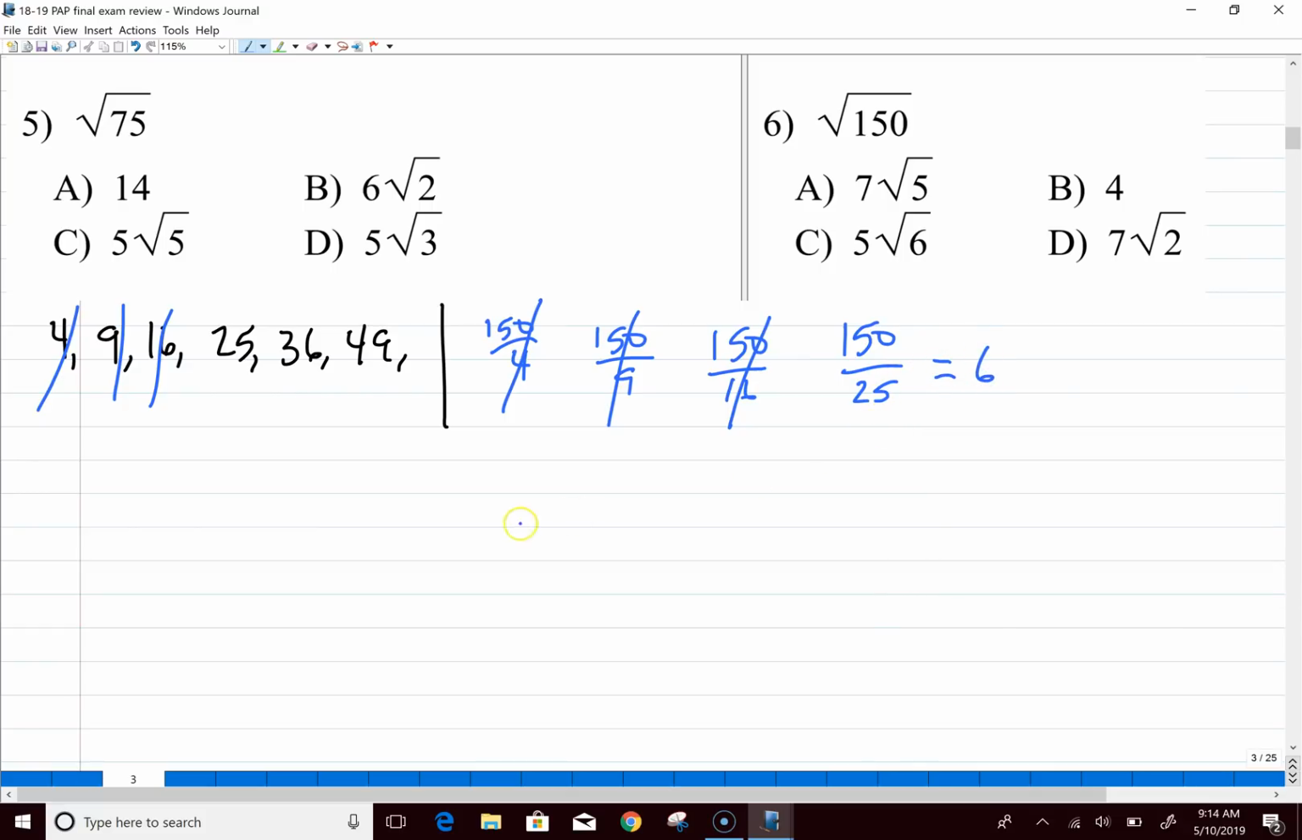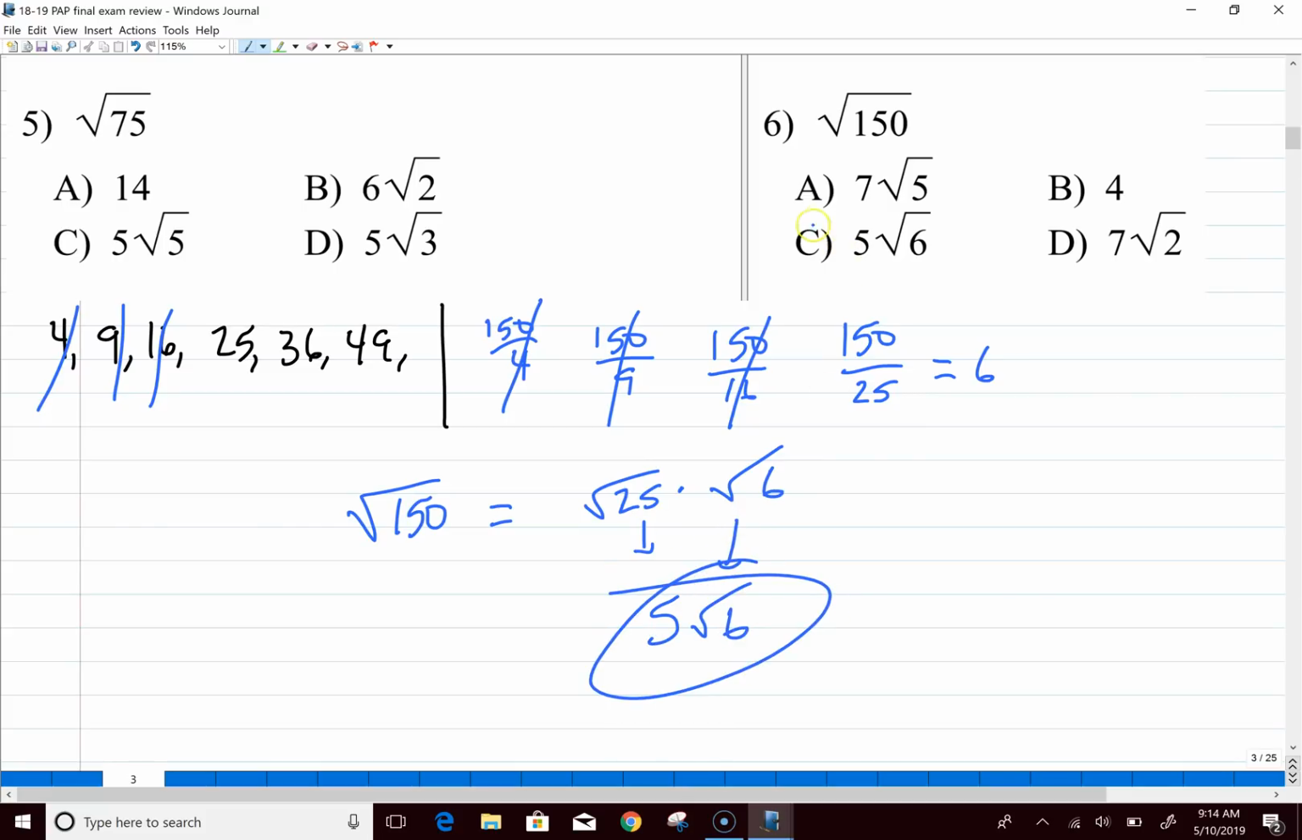Excellent. So then that means that the square root of 150 is equal to the square root of 25 times the square root of 6. The square root of 25 is 5. Bring down the square root of 6. Right there.